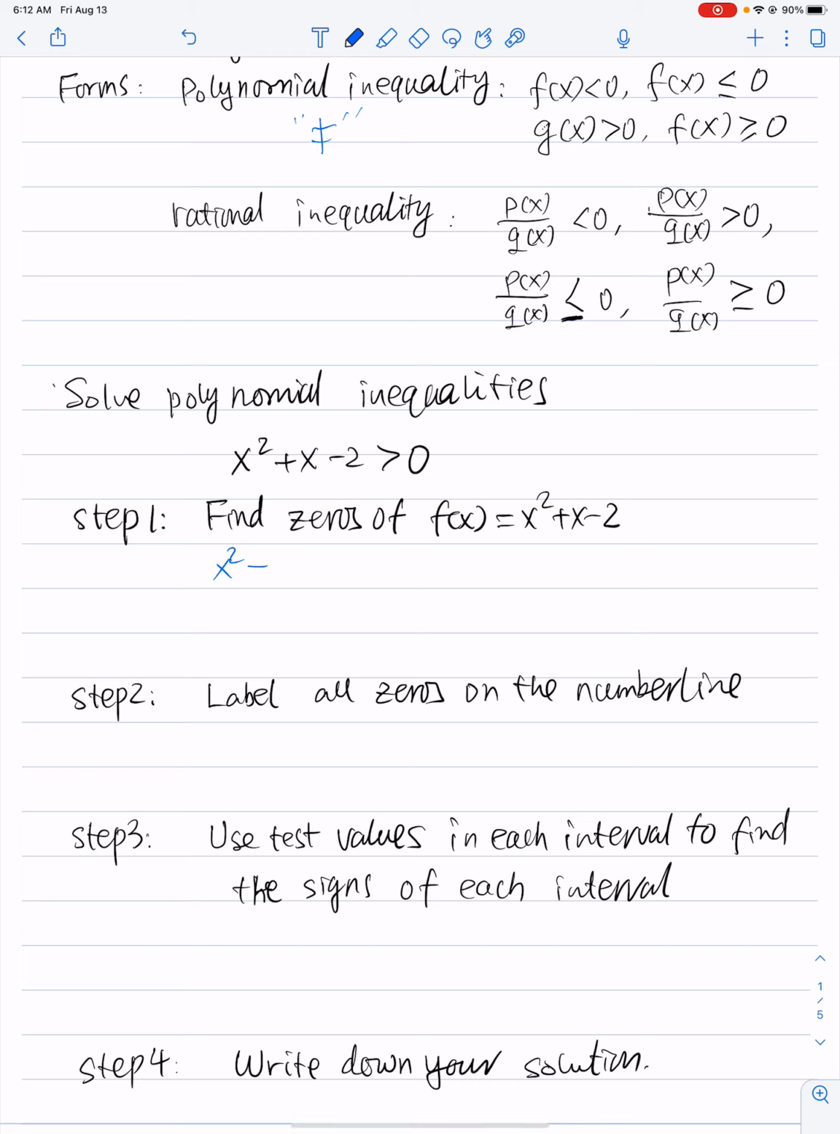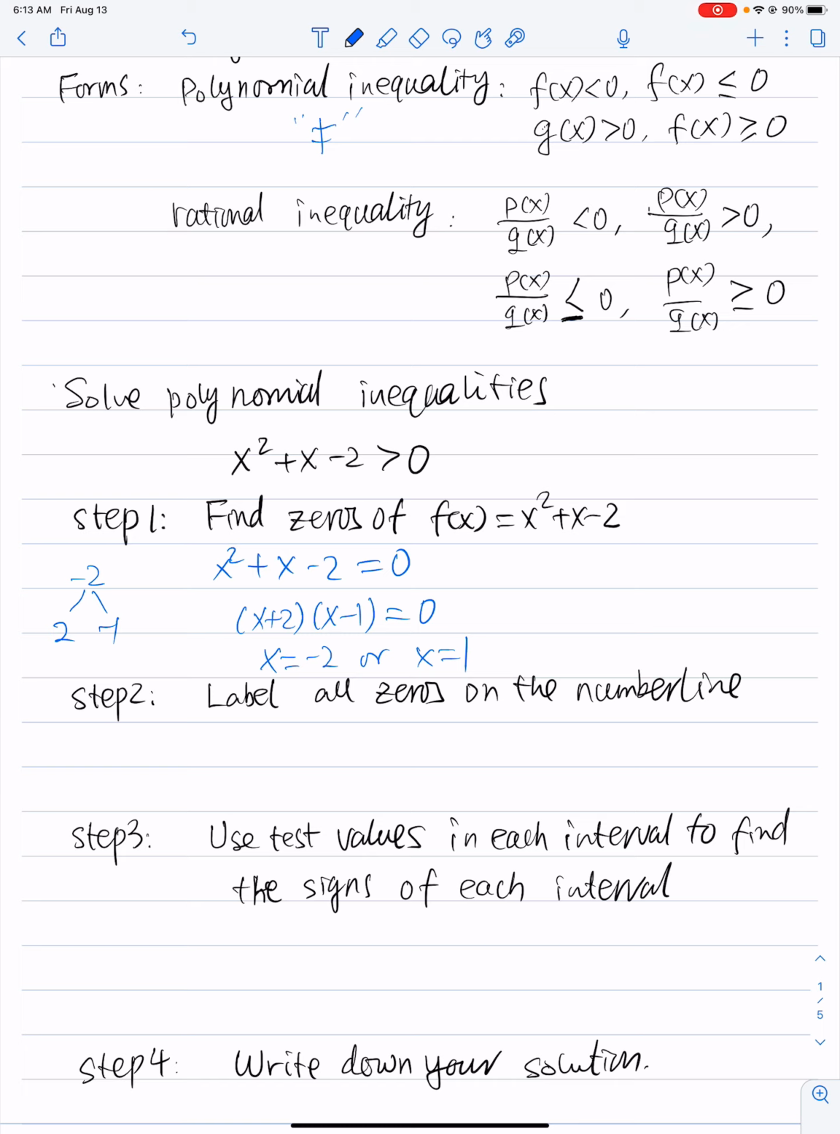So how could we find the zeros? For this question, we can use factoring. Two numbers multiplied together equal to negative 2, and added together equal to the middle coefficient. Negative 2 does not work. Sorry, it's 2 and negative 1. So it's (x plus 2)(x minus 1) equals 0. So what do we have? x equals negative 2 or x equals 1.